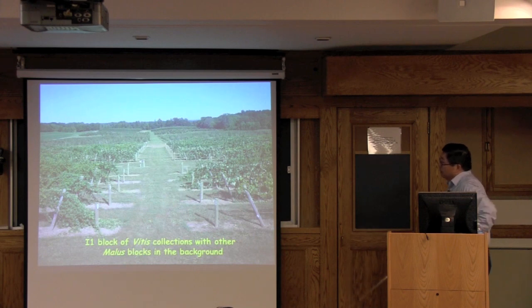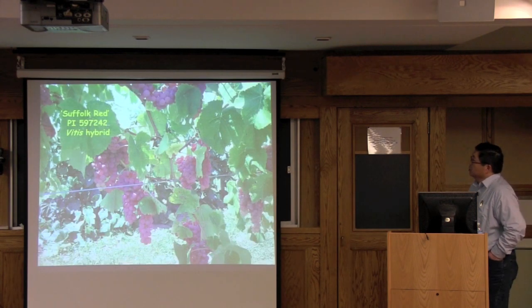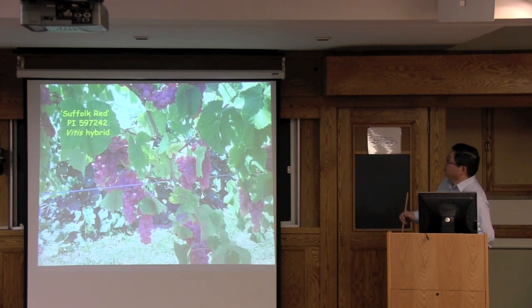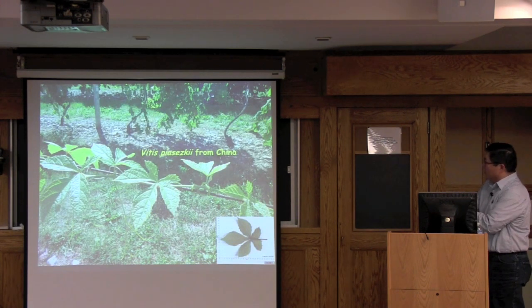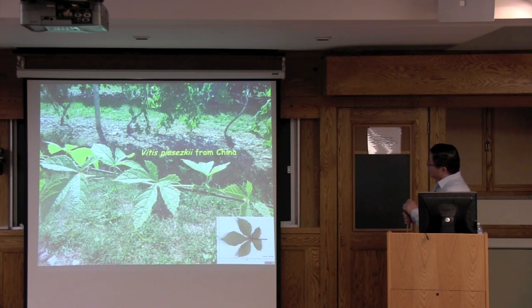Here's just another view of our main Vitis collection in the field, with the Malus collection in the background. Here's another material we have in our collection. It's a Vitis hybrid. It's a seedless material. It has all the best tasting fruit we have in the field. Usually by the end of the season, it just disappears. Here's another interesting material. It's a wild species from China, Vitis zakai. This material has a very unique leaf morphology. It's a very deeply lobed leaf. Only 2 species among over 60 species have this type of morphology.